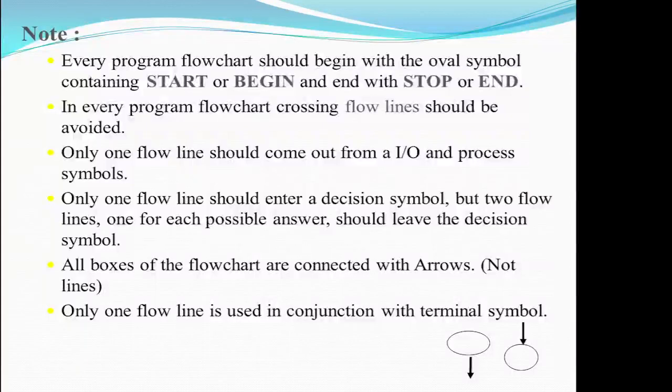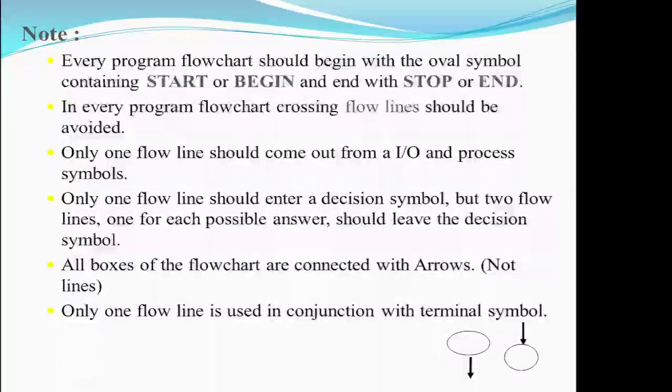Okay, only one flow line should come out from what? Input and output. Only one flow line should come out. Okay, you have to know this also. Only one flow line should enter a decision symbol. Decision symbol, how much will enter? Only one. From input output, how much comes out? Only one. Okay, all blocks of the flow chart must be connected with arrows.